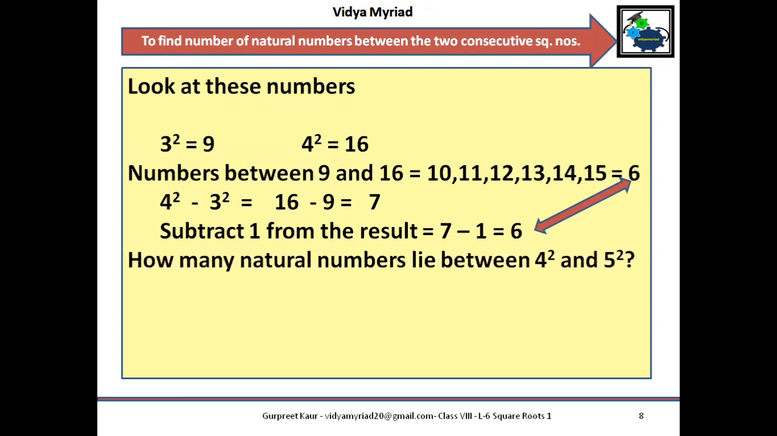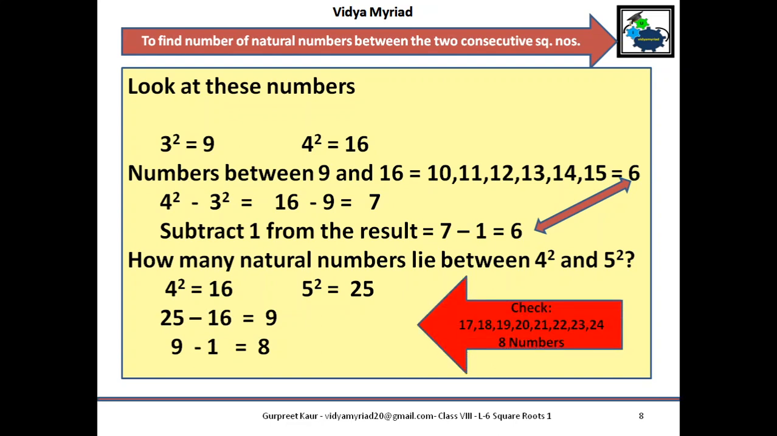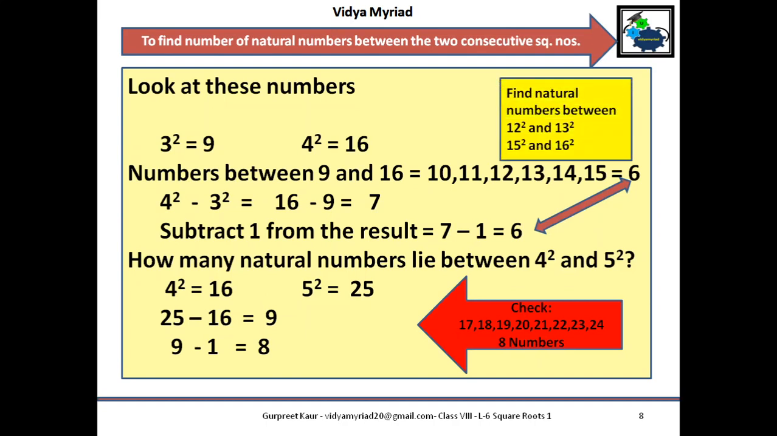In the same way, I have another, 4 squared and 5 squared. What you need to do is subtract 5 squared minus 4 squared, and then from whatever answer comes, subtract 1, and you get 8. If I want to check my answer, write down the natural numbers between 16 and 25, they will be 8. So this is how we find the natural numbers between two consecutive square numbers. But dear children, there is a formula also for it.